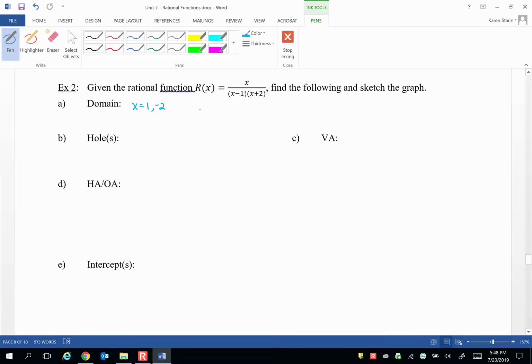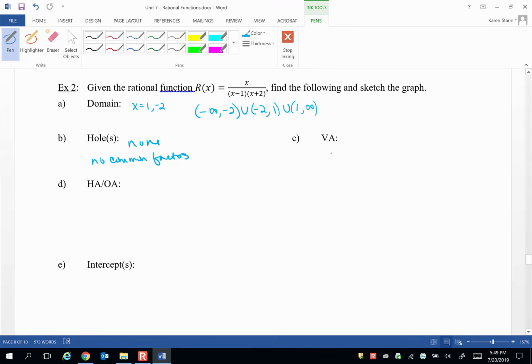So in interval notation, from negative infinity to negative 2, jump over negative 2, travel to 1, then jump over 1, and then you can go on forever to infinity. And also, by inspection of R of x in factored form, we have no common factors between numerator and denominator, so we have no holes. Remember, that's no common factors. So we didn't have to do that work because it was already in factored form.